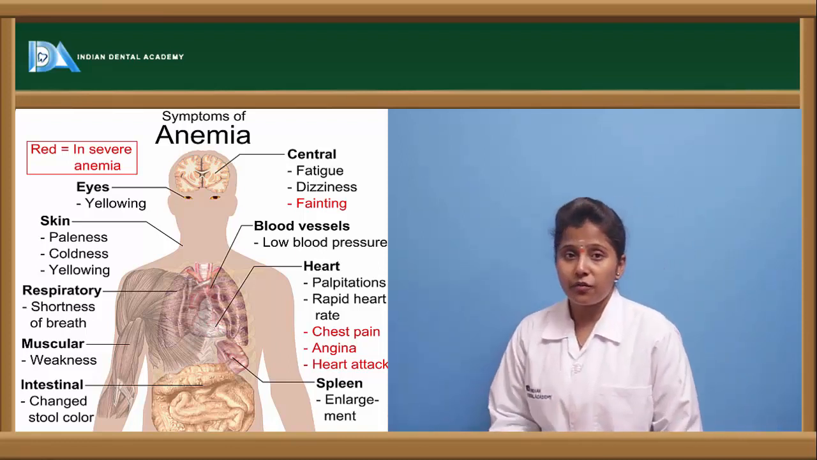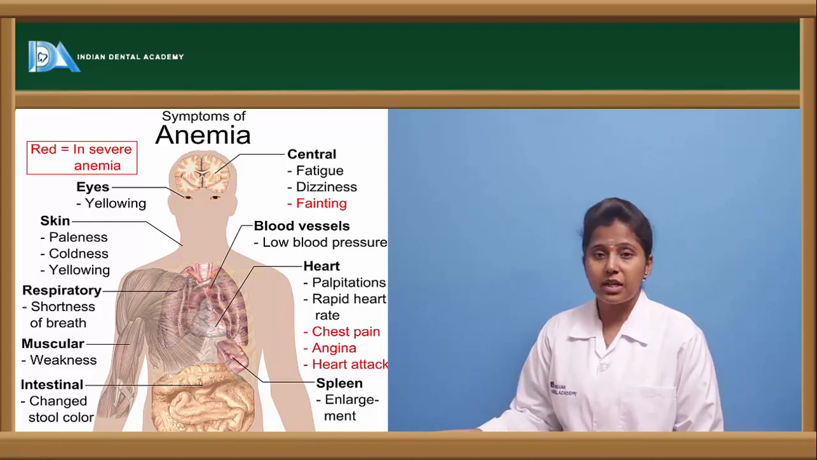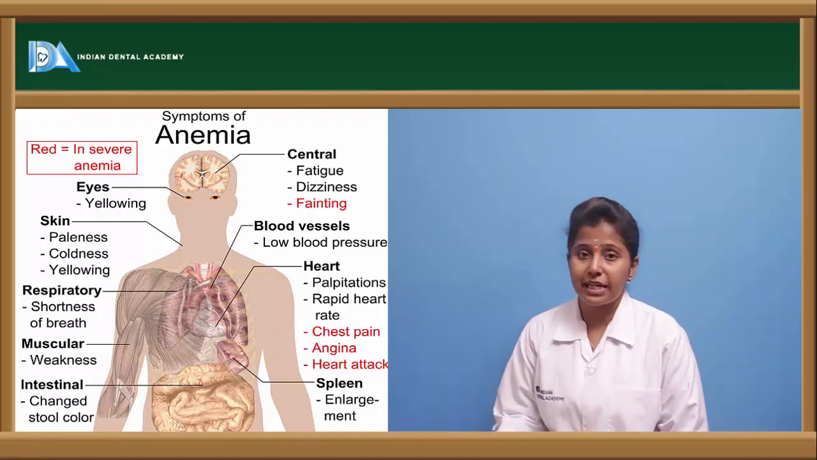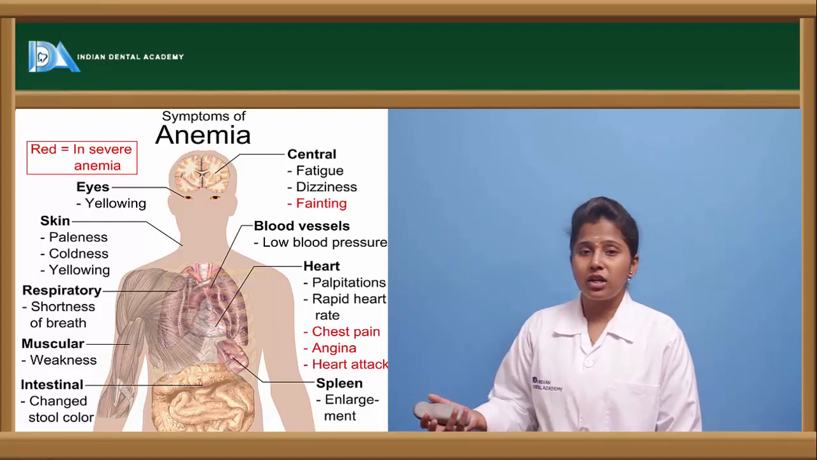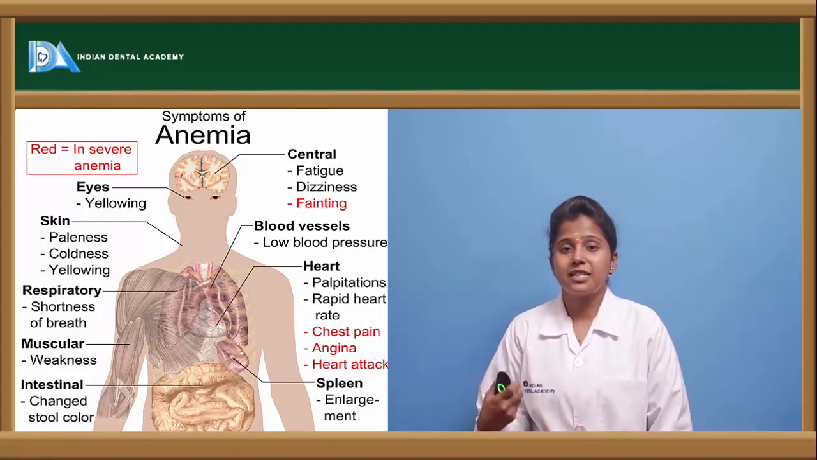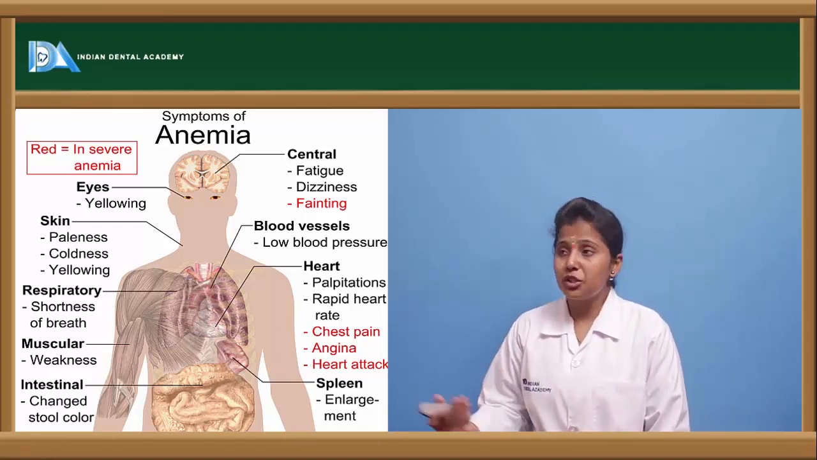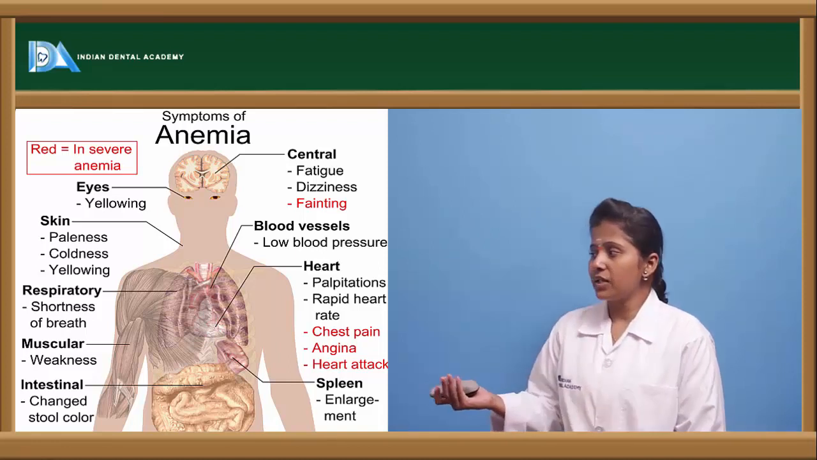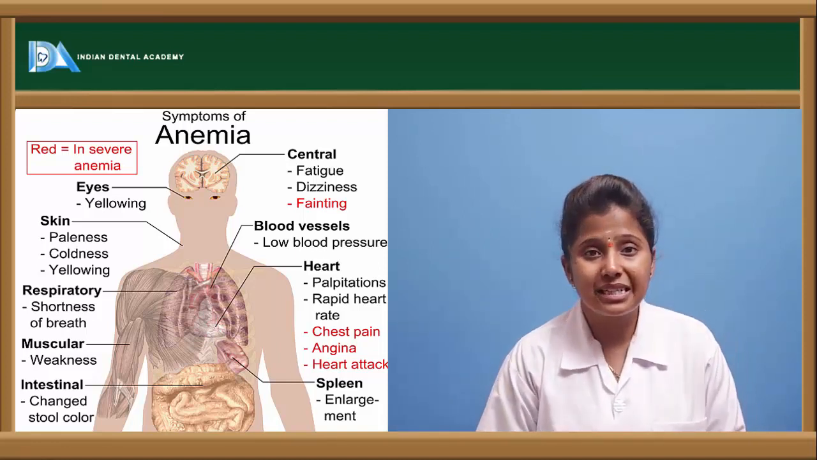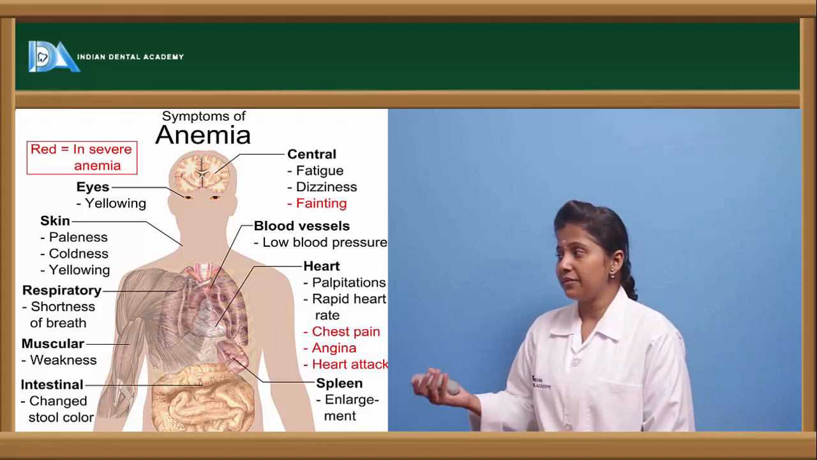There will be shortness of breath, the person won't breathe properly. Muscular disorders, the person will be fatigued. And then the stool color, so in the excretion, the stool color will be changed. And in the central nervous system, we can see the person will be having dizziness, fatigue or tiredness and fainting.